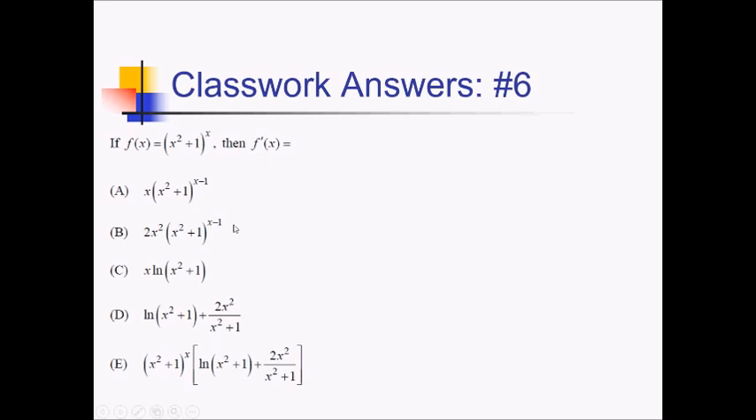For this problem, we have x squared plus 1 to the x power, and we want the derivative of this in terms of x. So since I have an x in the exponent and the base, and I don't have a way to simplify that away, I'm going to have to use logarithmic differentiation. So let me start by taking the log of both sides.